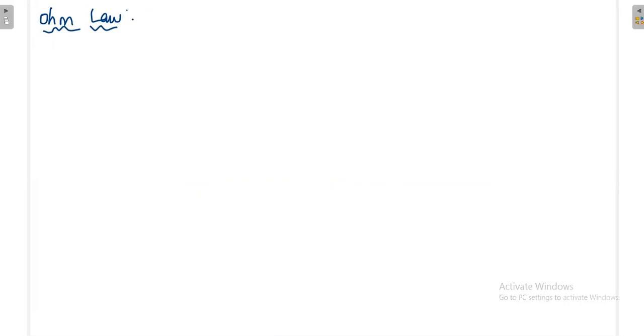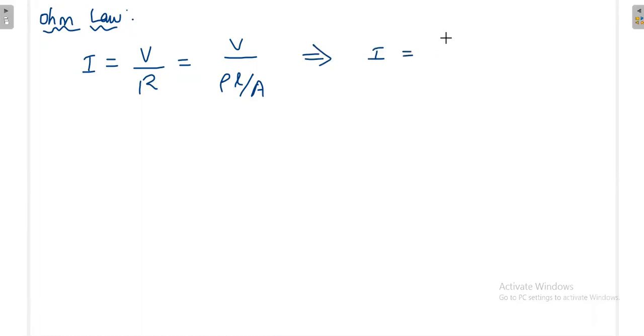Ohm's law: from circuit theory, I is equal to V by R. R can be replaced by rho L divided by A. Then from this, what is I? I is equal to VA divided by rho L.